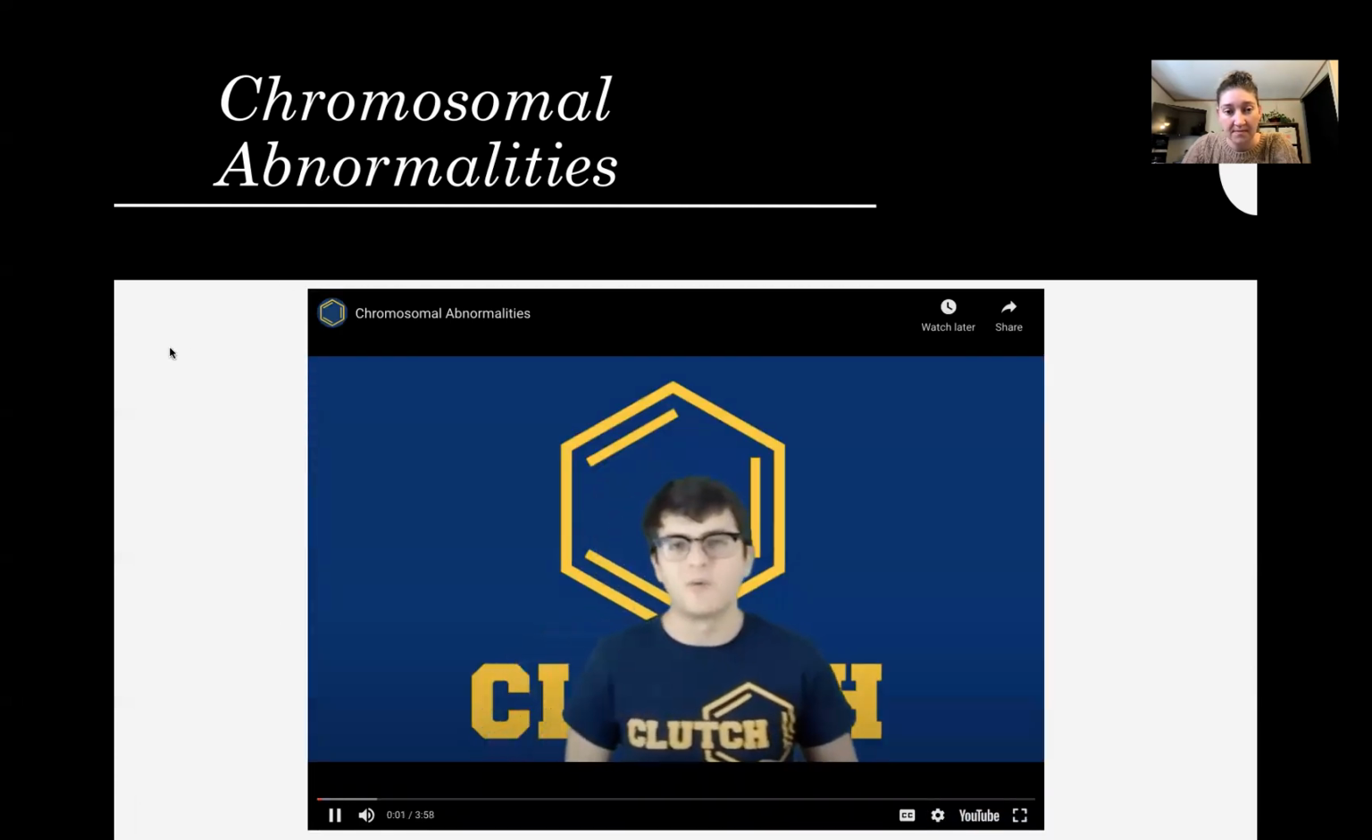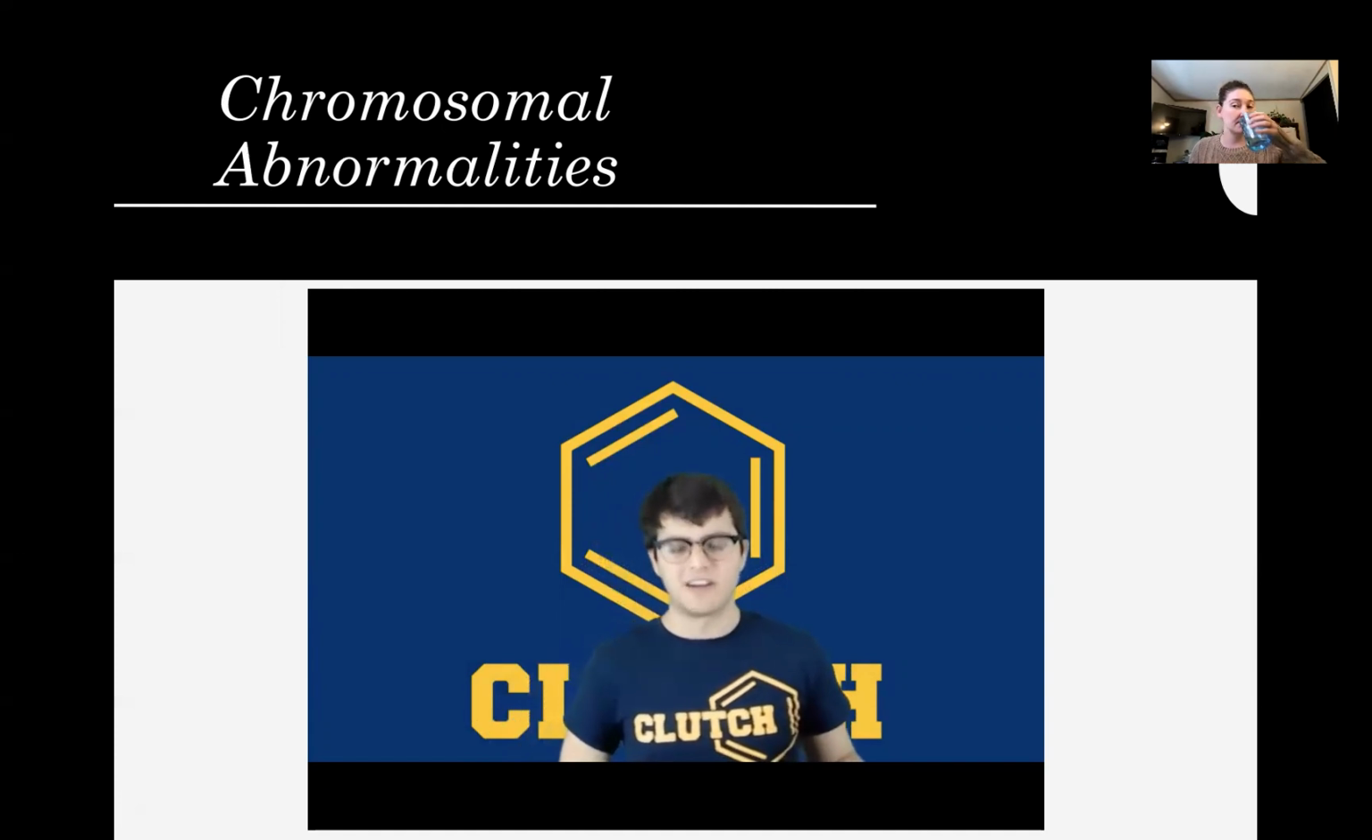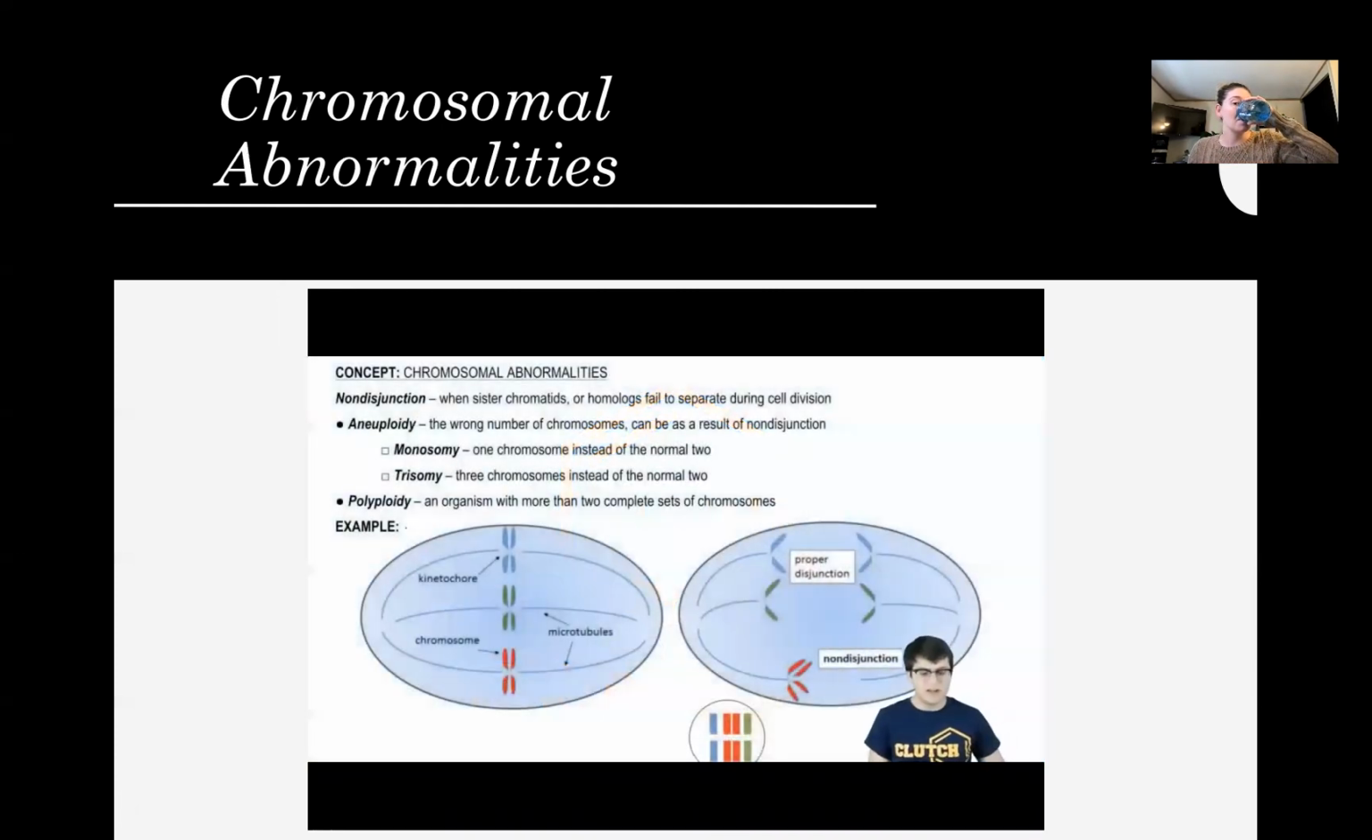Hi, in this video, we're going to talk about chromosomal abnormalities and non-Mendelian patterns of inheritance. Now, we've already mentioned one type of abnormality that can occur, and that is non-disjunction, when sister chromatids or homologs fail to separate during cell division, specifically during meiosis.